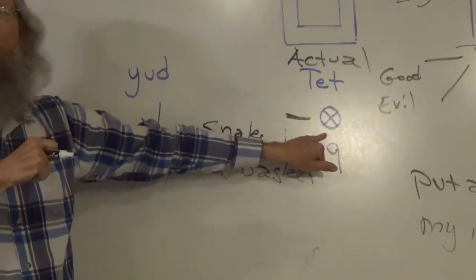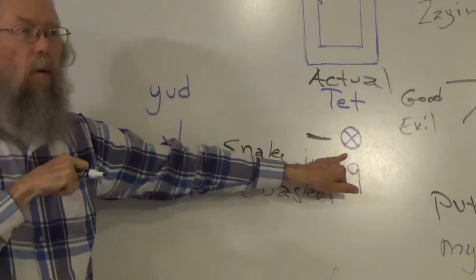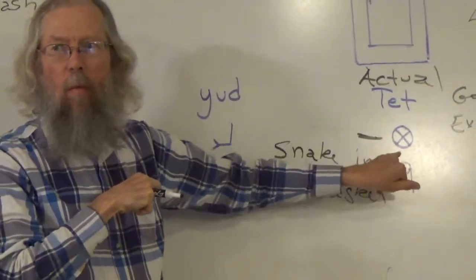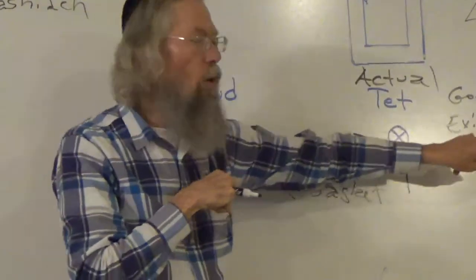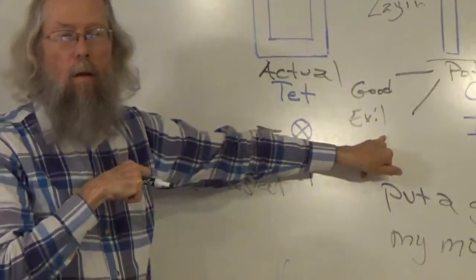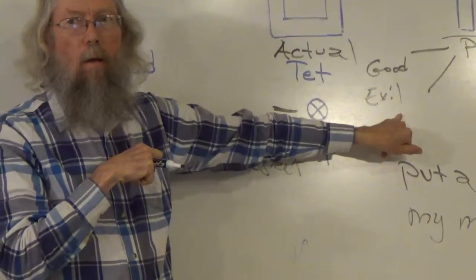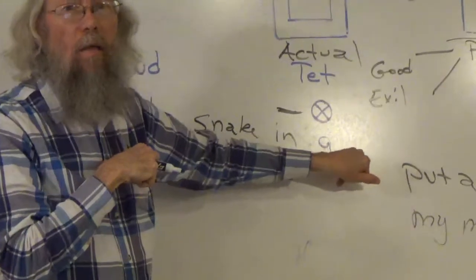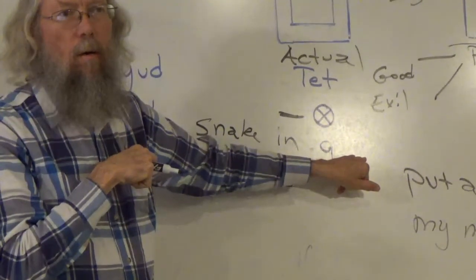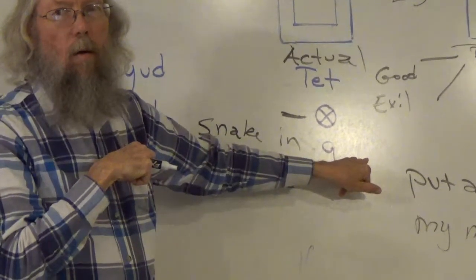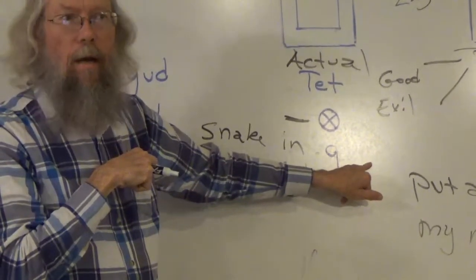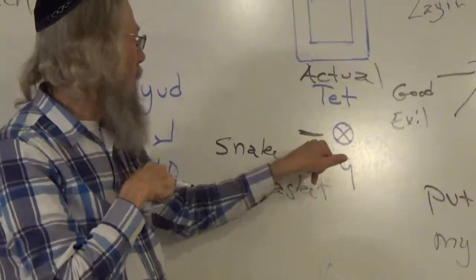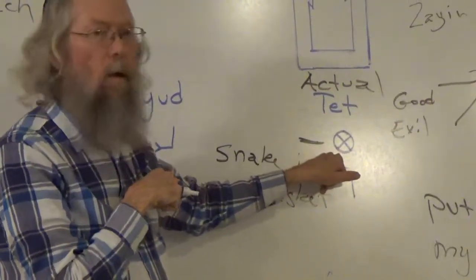There's a potential within me. I'm the basket. There is a potential within me for good. But I must always remember that there is also the potential for evil. The serpent is there. The flesh is there. I have the potential to do both. So this is a warning to me.